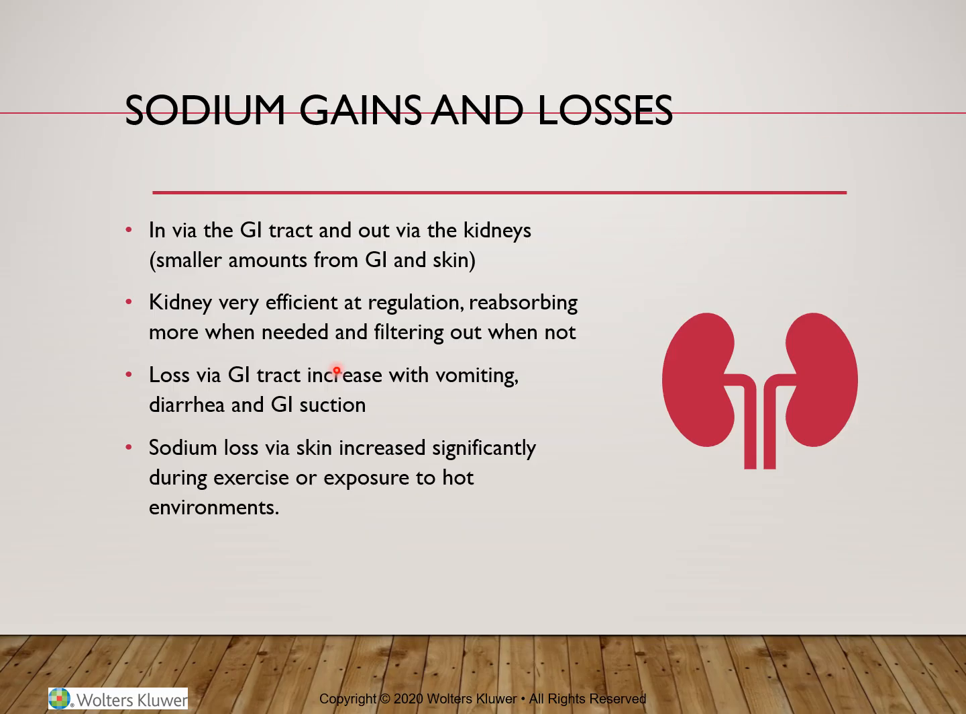So a little bit more about sodium gains and losses. In the GI tract and out via the kidneys are the ways that we often lose and gain sodium. So we eat foods with sodium in them, so they come into the GI tract, and then typically that sodium is lost out the kidneys. Okay. We also lose a small amount of sodium out of the GI tract and some out of the skin through sweat, but the majority in through the GI tract, out through the kidneys.